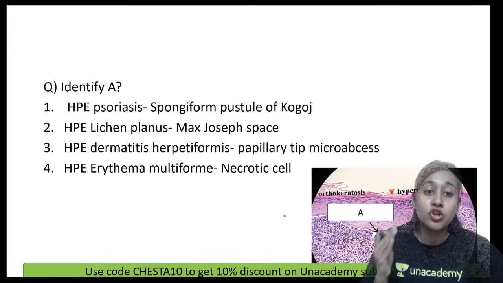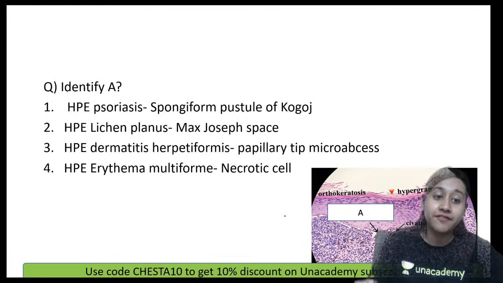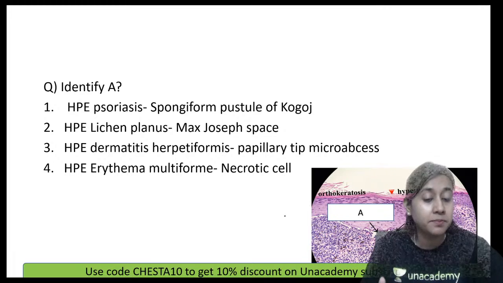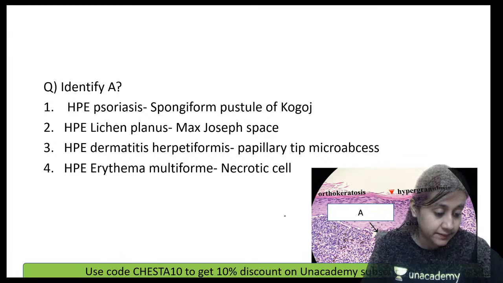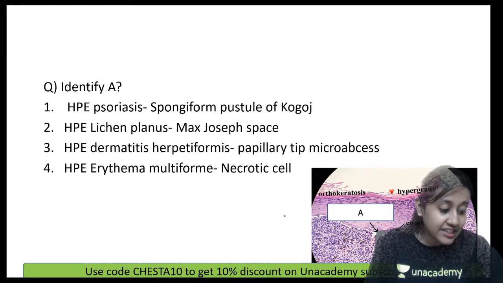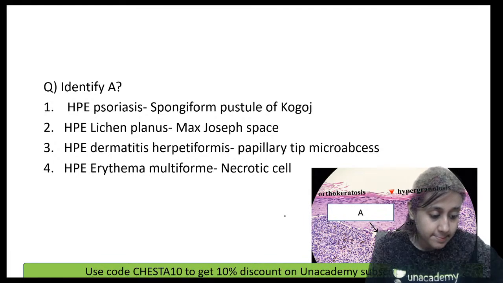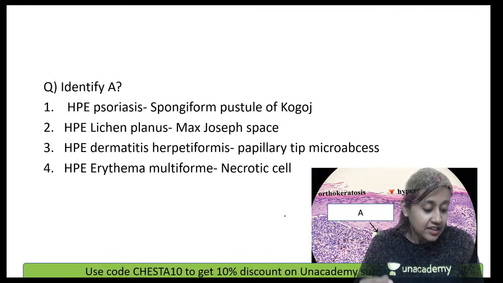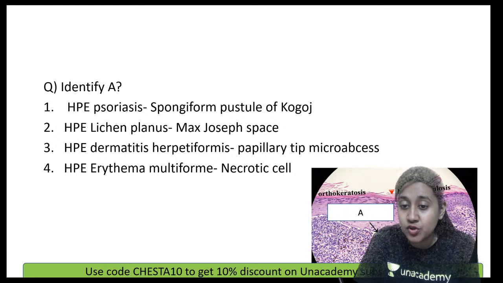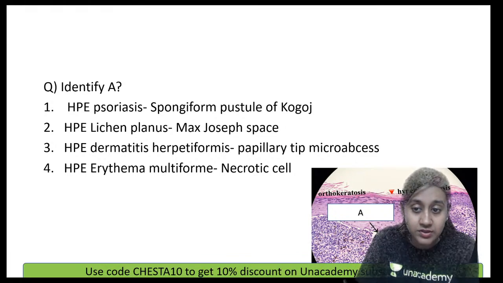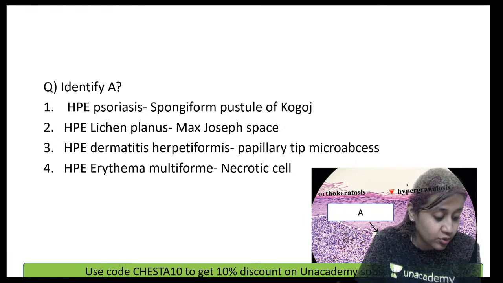It is the histopathology of psoriasis, histopathology of lichen planus, histopathology of dermatitis herpetiformis or erythema multiforme. Very nice. Swarna is already with the answer. What about other students? Okay, so please remember, here I have shown you a histopathology and there are a few points, that is orthokeratosis and hypergranulosis which is seen.